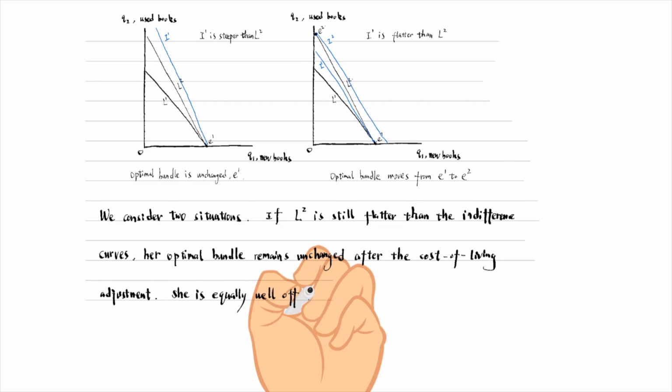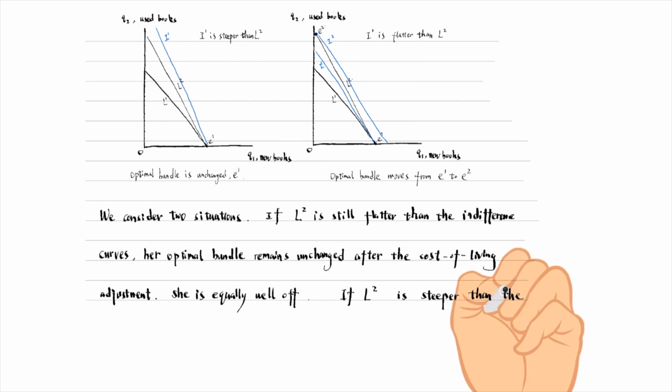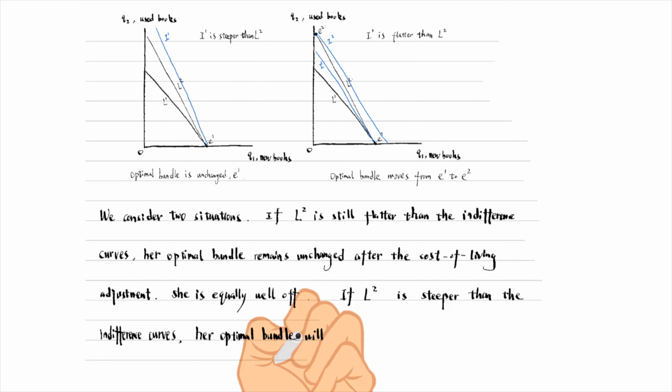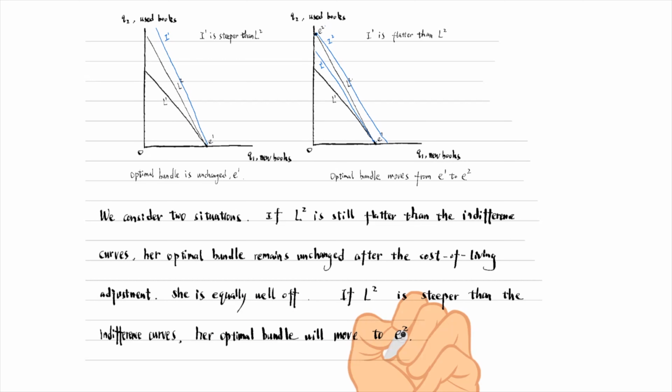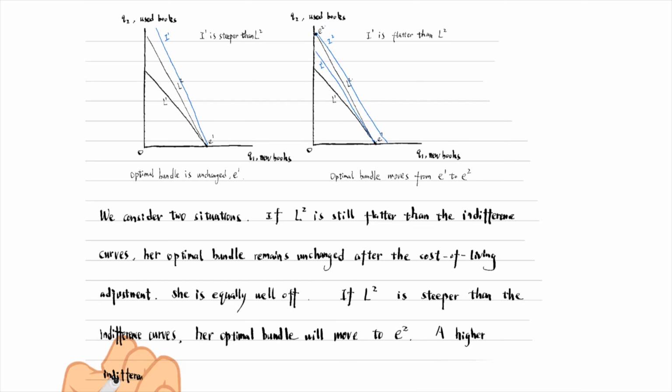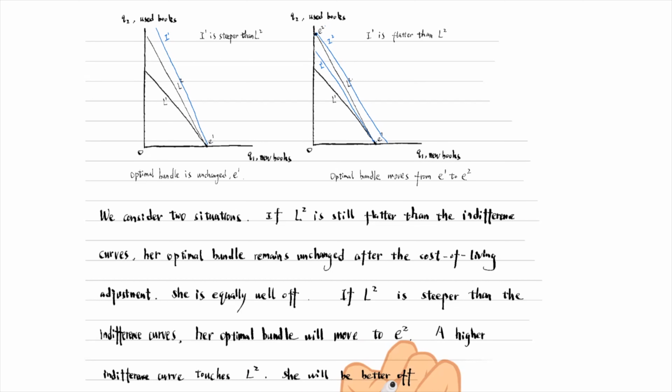If the new budget line L2 is steeper than the indifference curves, his optimal bundle will move to E2. He will purchase only the used books and buy no new books. The substitution effect leads to a higher utility because a higher indifference curve touches L2. He will be better off in this situation. In both situations, he will not be worse off.